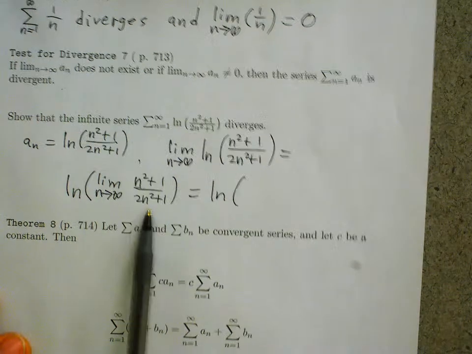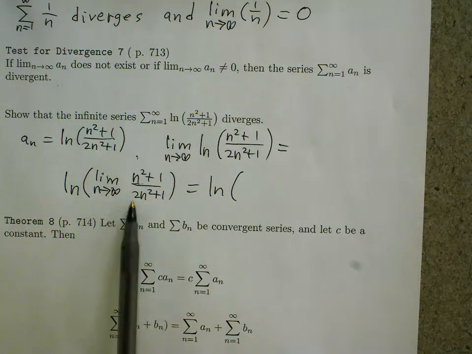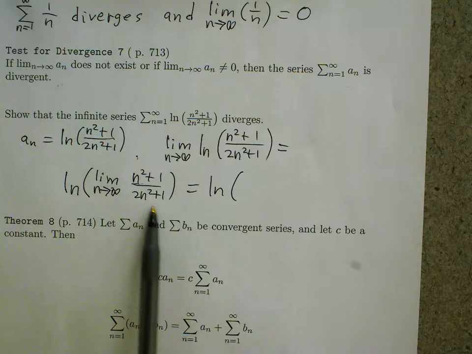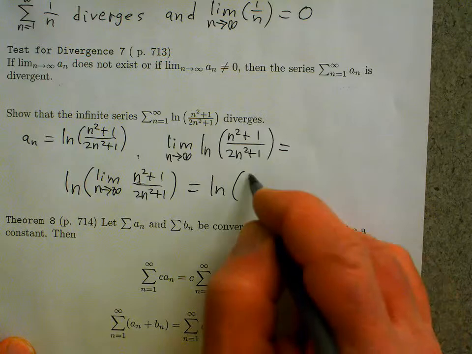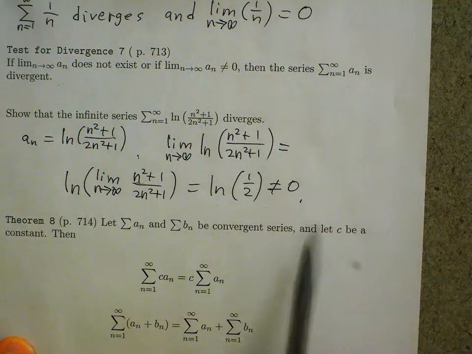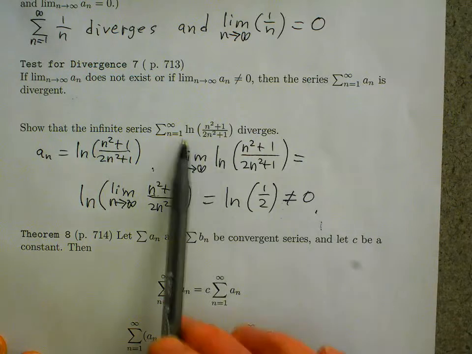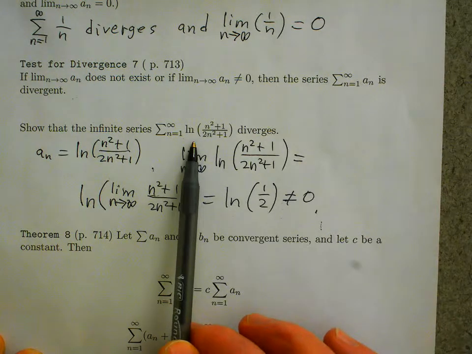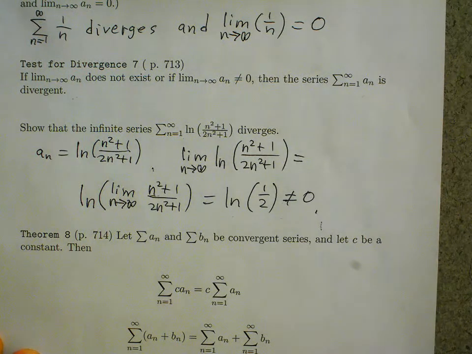And then what's the limit as n approaches infinity of (n squared plus 1) over (2n squared plus 1)? One half. Yeah, it's 1/2. And the natural log of 1/2 does not equal 0. So that means by the test for divergence that this series of the natural log of (n squared plus 1) over (2n squared plus 1) diverges.